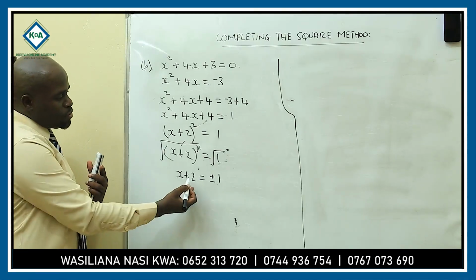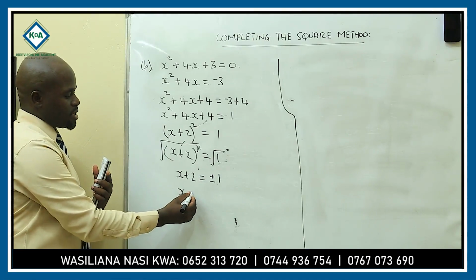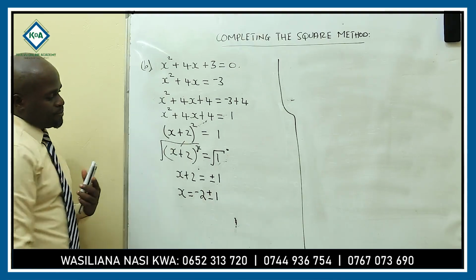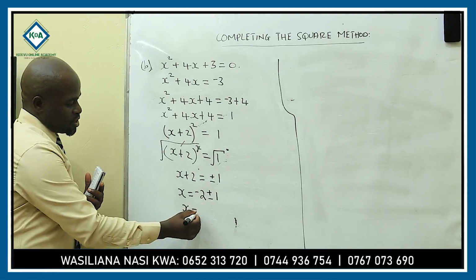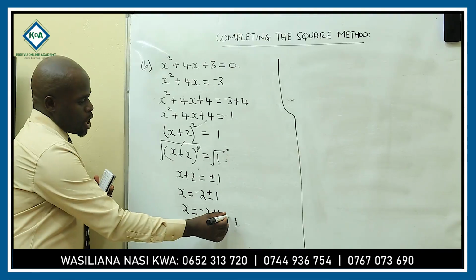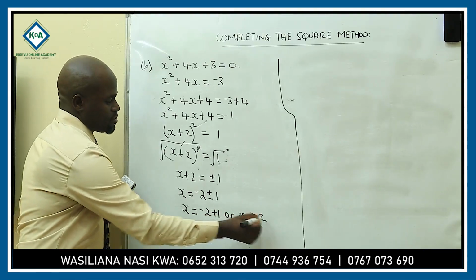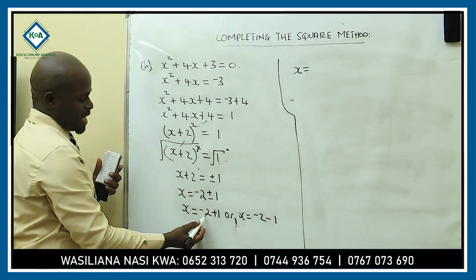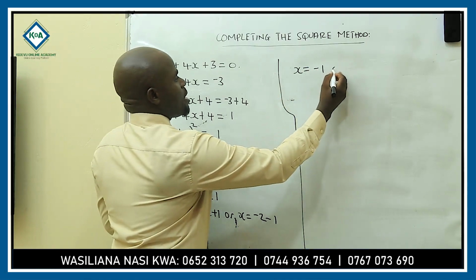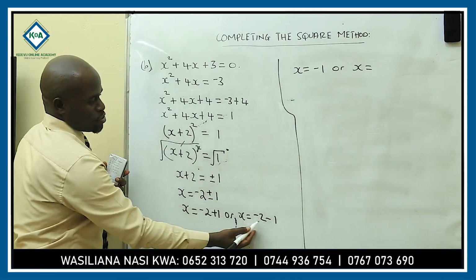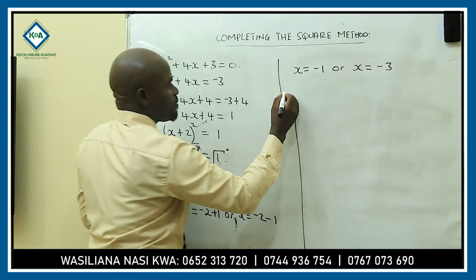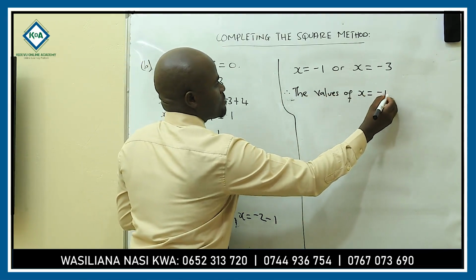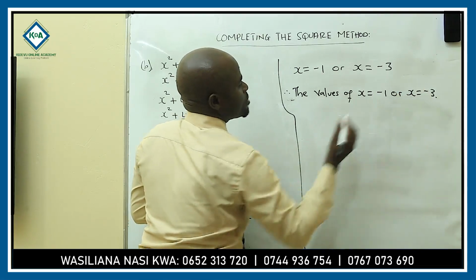Then we find the value of x. We have to move this 2 to the other side. So it will be x is equal to, this is plus, when you go there it will be minus 2, then plus or minus 1. Then x is equal to negative 2 plus 1, or x is equal to negative 2 minus 1. Then x is equal to negative 2 plus 1 is negative 1, or x is equal to negative 2 minus 1. The answer is negative 3. So therefore, the value of x is equal to negative 1, or the value of x is equal to negative 3.